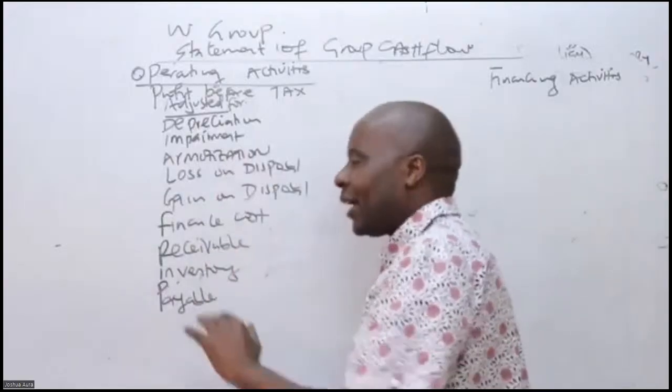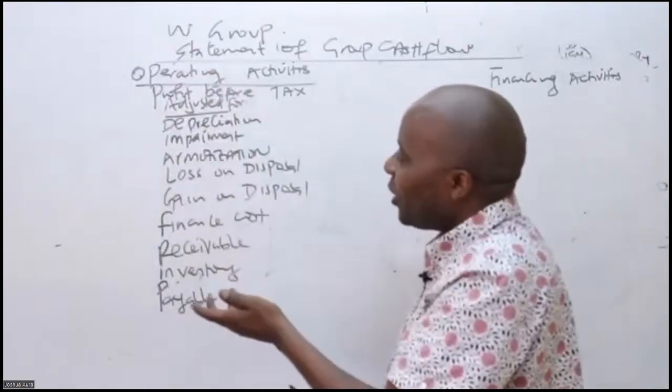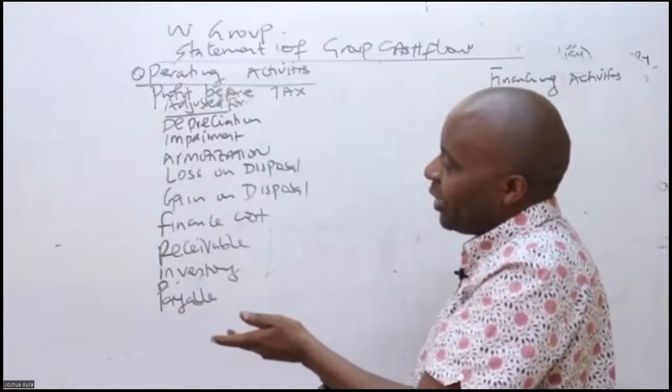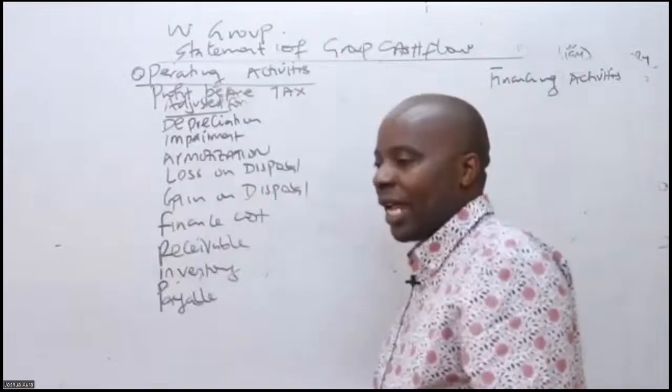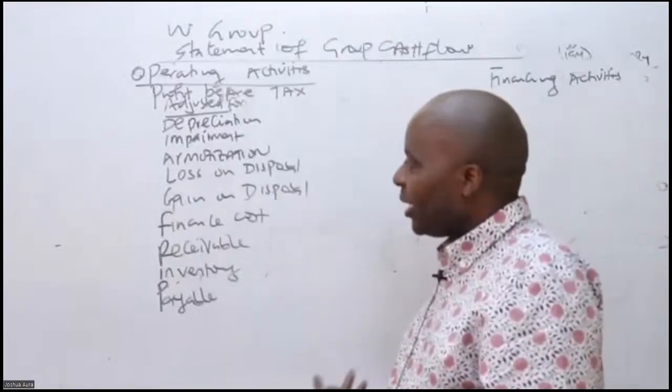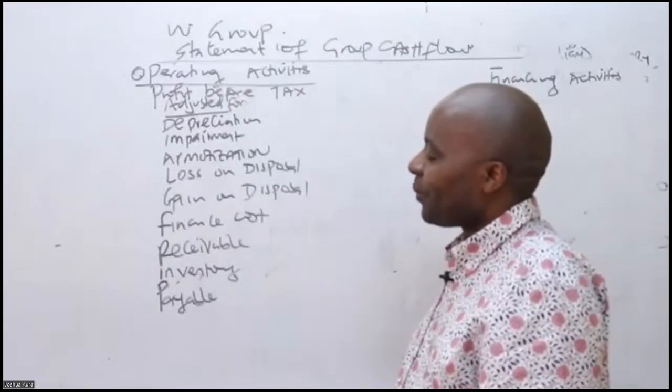So I move very fast. I don't have to type anything. Whatever that I have in my balance sheet, I should be able to bring it. Like the word finance cost, I'm so sure it's there. I should be able to bring it down here very fast.